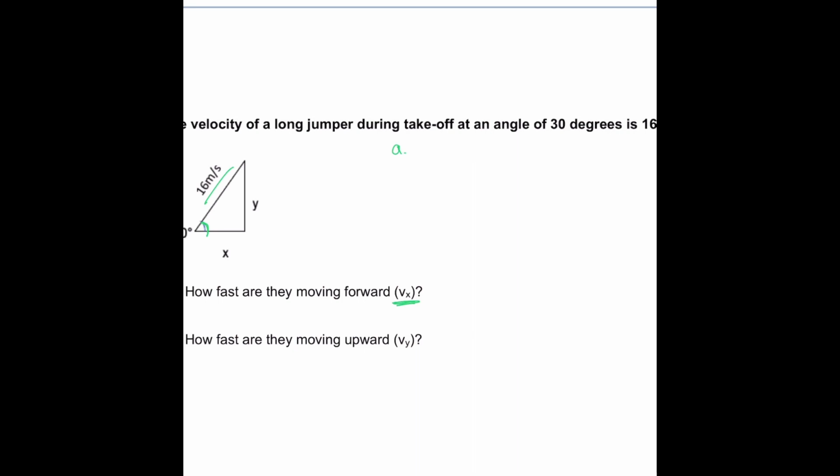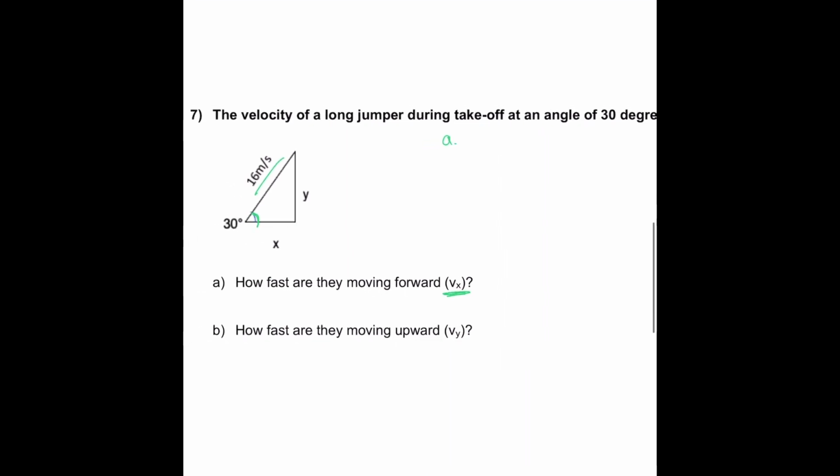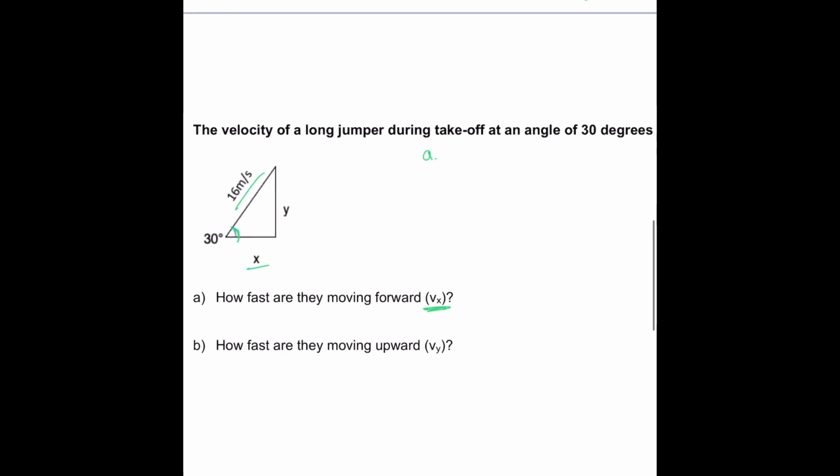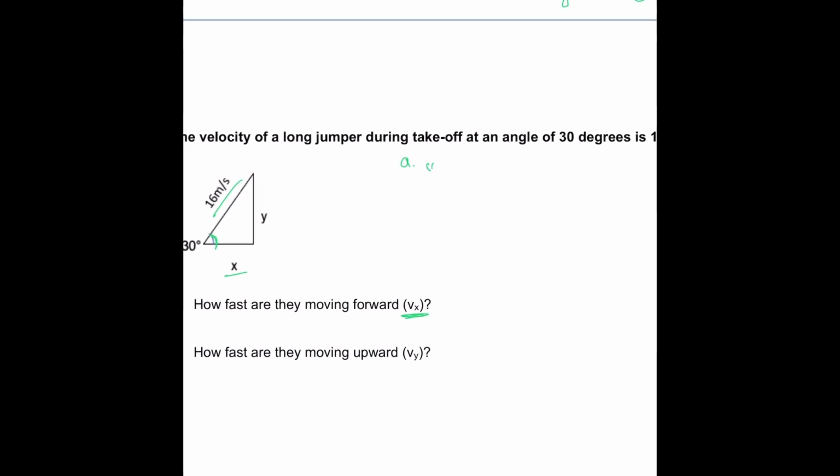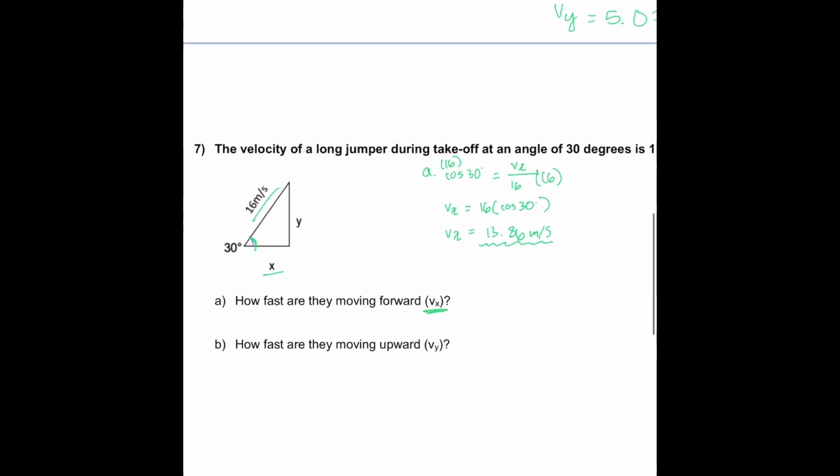So for part A, since the horizontal velocity is looking for x, we use cosine. Cosine of 30 degrees is equal to v of x over 16. Same exact process: we multiply 16 on each side. Once we do that, v of x is equal to 16 multiplied by cosine of 30, which gives a velocity of 13.86 meters per second. That is the answer for part A of question number 7.